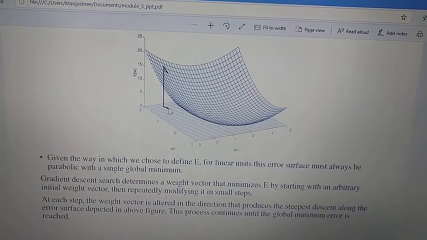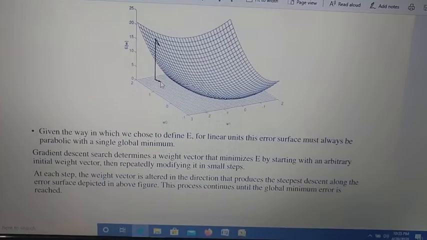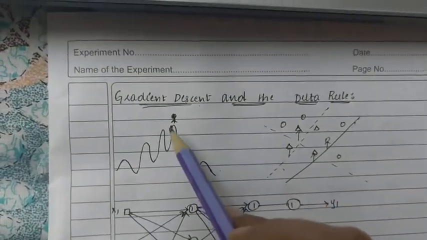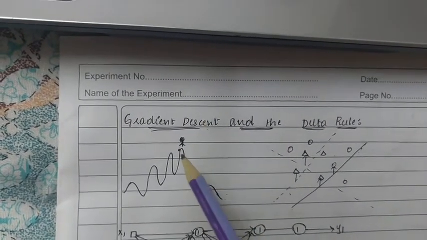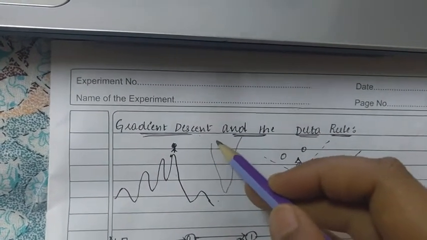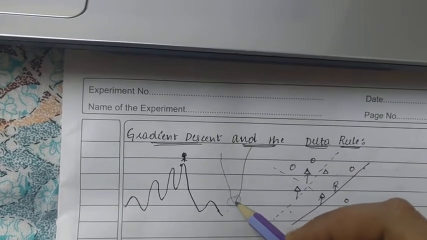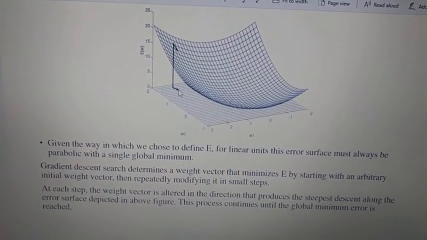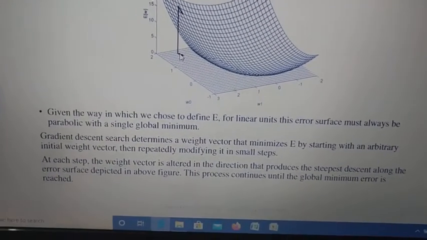So the arrowhead that is present here indicates the negation of the gradient. The gradient is the peak value, or the highest peak where the person is standing. So if the negation of it is taken, it will become the steepest descent. So this is the negation of the gradient, and the arrow mark that is present here in the diagram indicates the negation of the gradient.